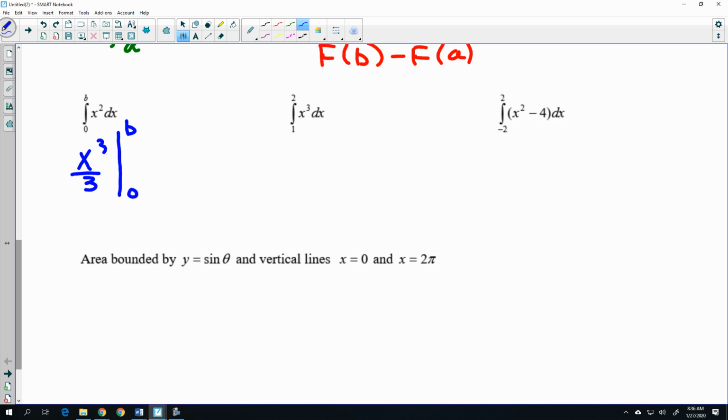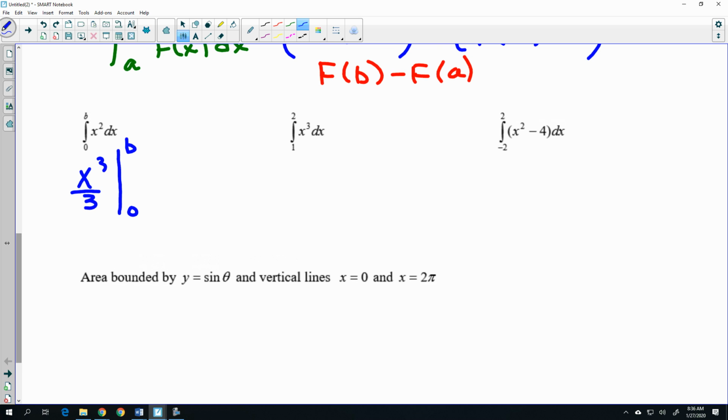I have already done what? I've already taken the antiderivative. And now, who do I plug in first, b or 0? Yeah, the top one. So it's b cubed over 3 minus 0 over 3. Do you remember when we began all of these? We were starting at 0.